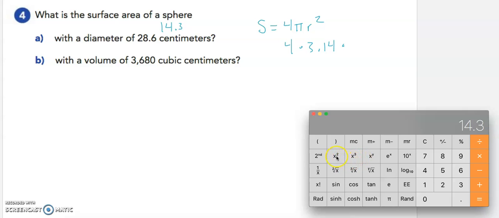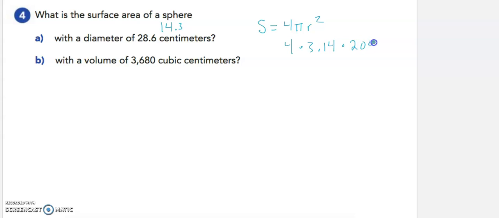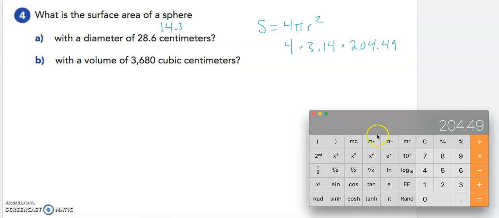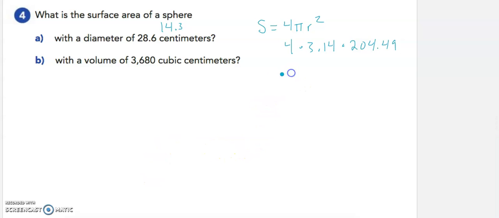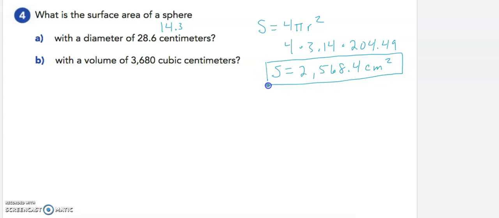squared, which is going to be 204.49. So let's multiply that all out. Times 3.14 times 4, and that gives us 2,568.4. So the surface area equals 2,568.4 centimeters squared. So this is the answer for A.